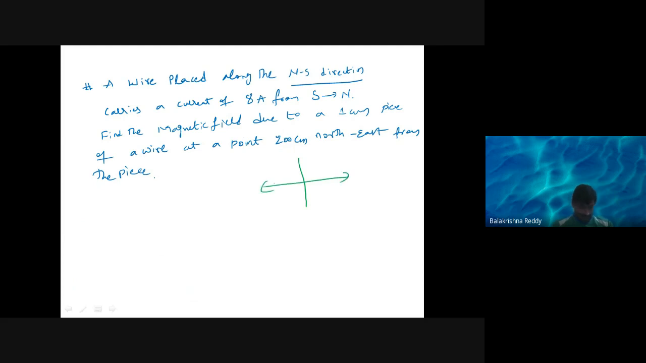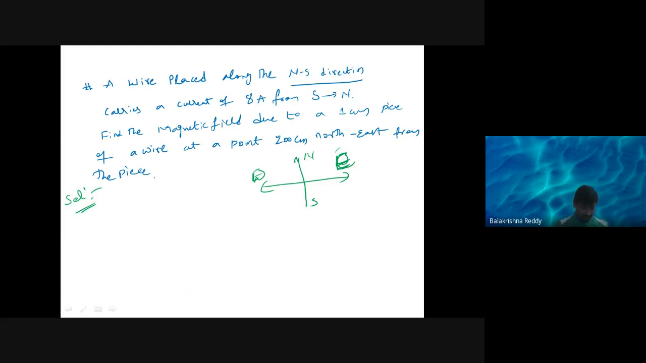In which direction is north, and which direction is south? If you are taking this as north, then this is south. Then east and west: this is west, this is east. So when you take it like this, with respect to this, you have to solve your question.